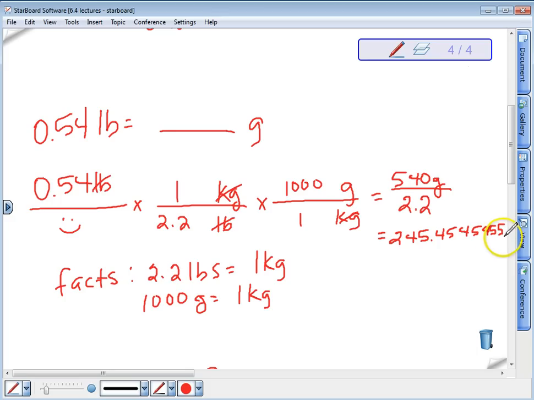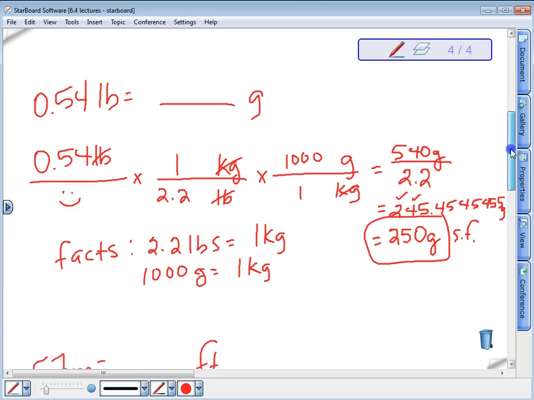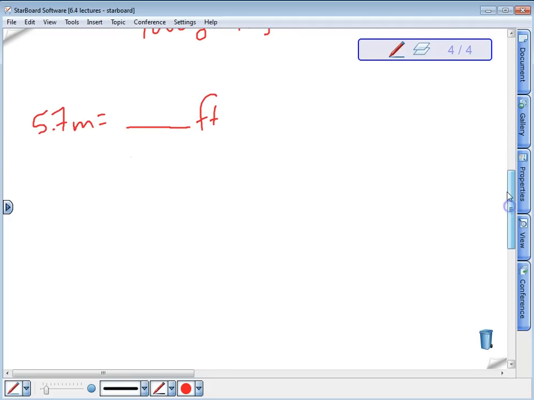Right? Grams. I need 2 significant digits. So I get 250 grams as my sig fig answer. Let's do one more. 5.7 meters over smiley face. I know meters needs to go on bottom so that they cancel. I don't know how many feet are in a meter, but I know how many inches are in a meter.